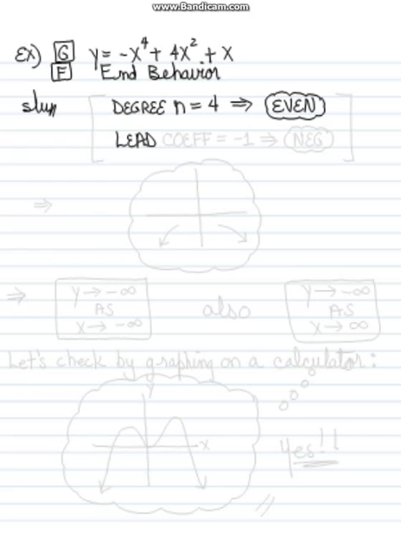Also, we need to identify the lead coefficient. That's the number multiplying the highest power of x. So the number that's multiplying x to the fourth is -1. That is a negative lead coefficient.